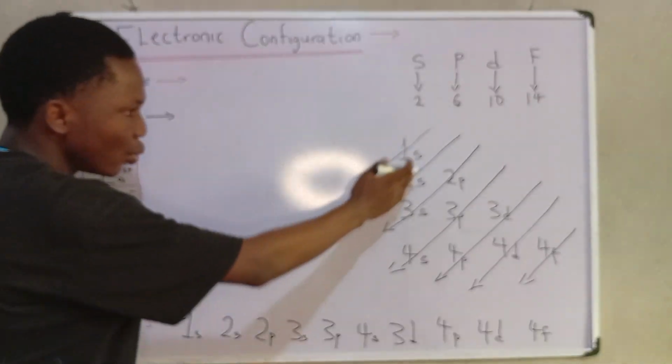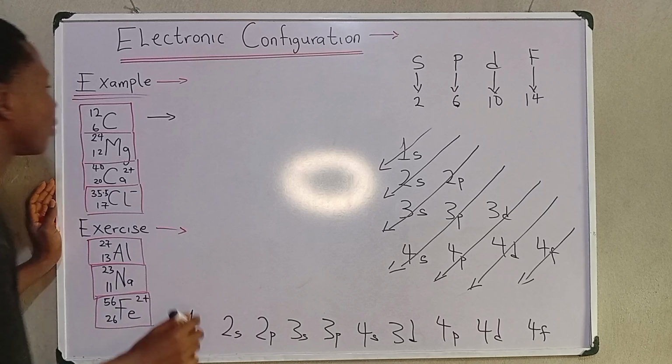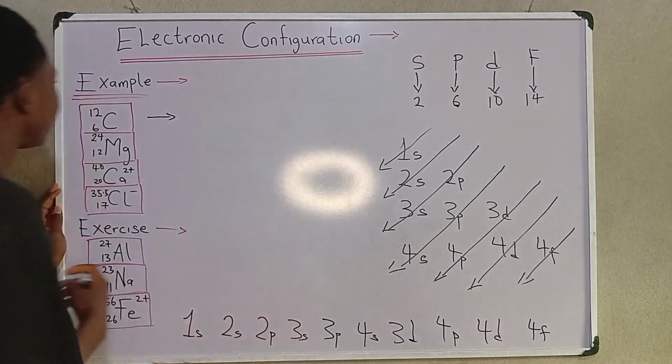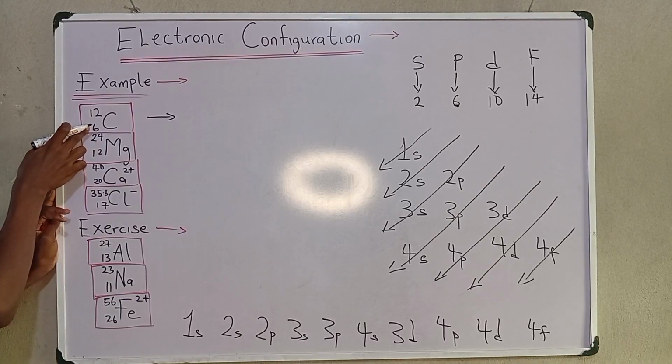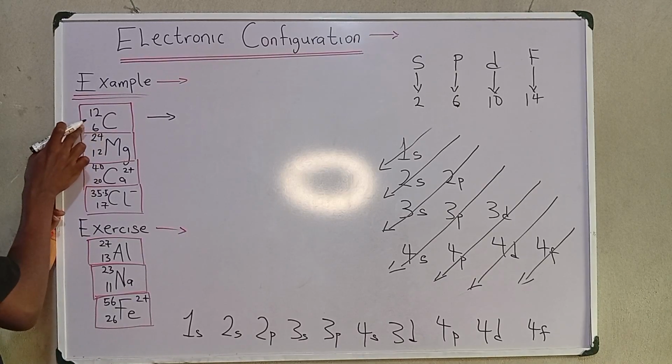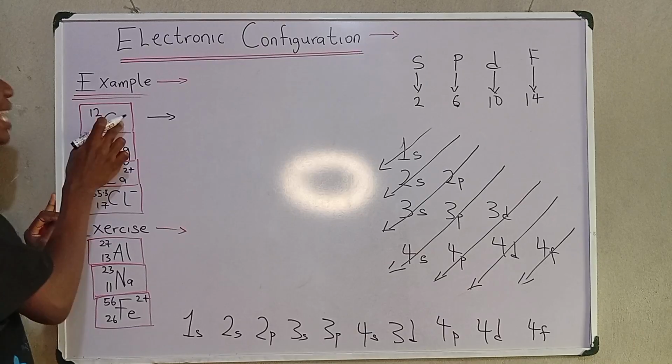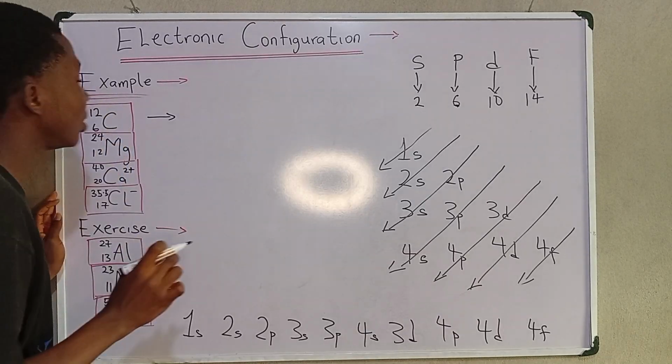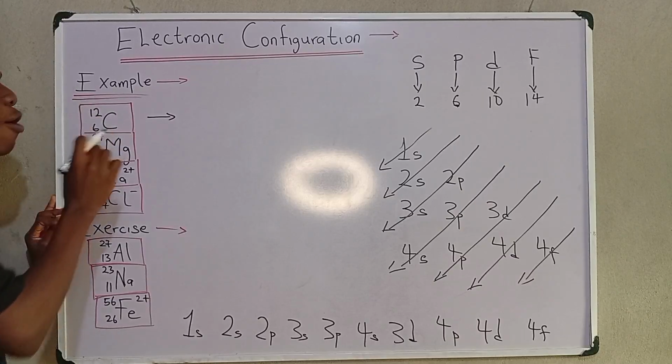Now with this table we have here, we can do any electron configuration. Since this is called the atomic number, also known as the proton number, we also know that since it's a neutral atom, it is also the number of electrons.